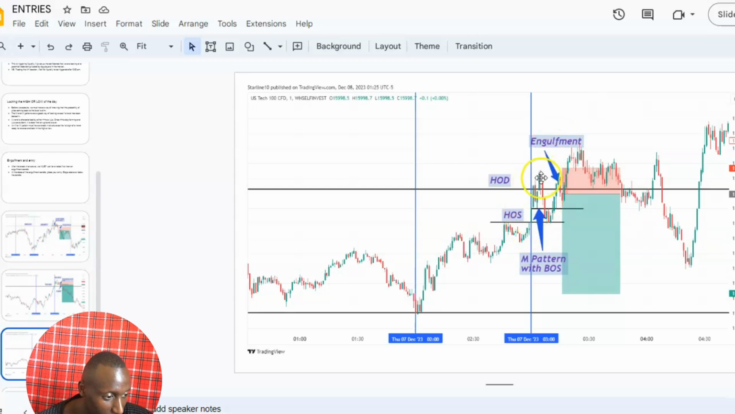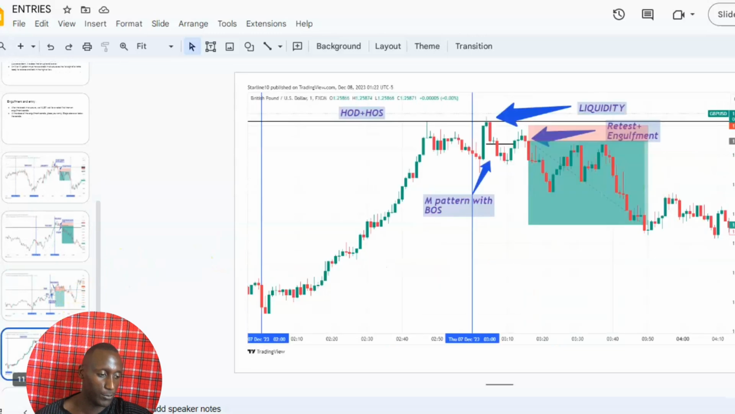Once price triggered other time frame traders at that level, and we have this M pattern here with a break in structure. Then we got this pullback here, and then this arrow is showing you the engulfment candle. That is the entry. That was the entry. Stops above that one candle, and we got stopped out. So no hard feelings, it's part of the game.